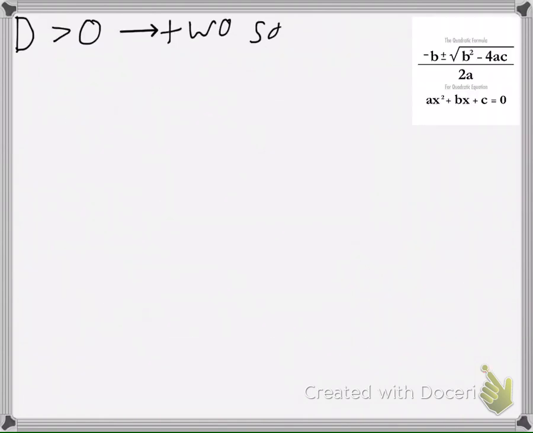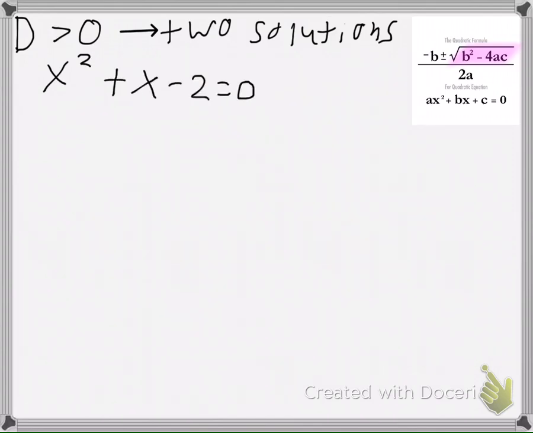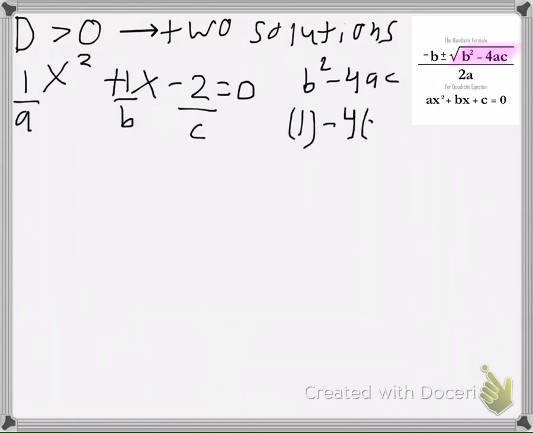Anyway, now let's go over a case where the discriminant is greater than 0, but let's say you don't know that. Here's your example equation, and I want you to plug into the discriminant expression what a, b, and c are. So we have 1 minus 4 times 1 times negative 2. That gives us 1 plus 8, which is 9.